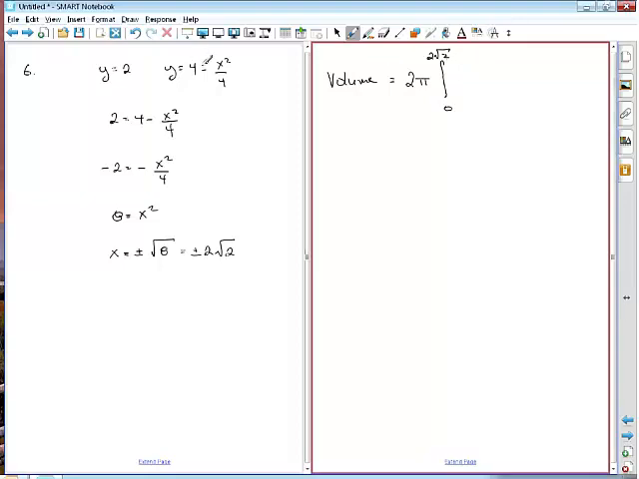Now the curve that's on top is this one. So this would be big R of x. So let's just write this down. R of x is the outside radius, which is 4 minus x squared over 4. And our small radius is the inside radius, which would be 2. So we can just plug those in there.